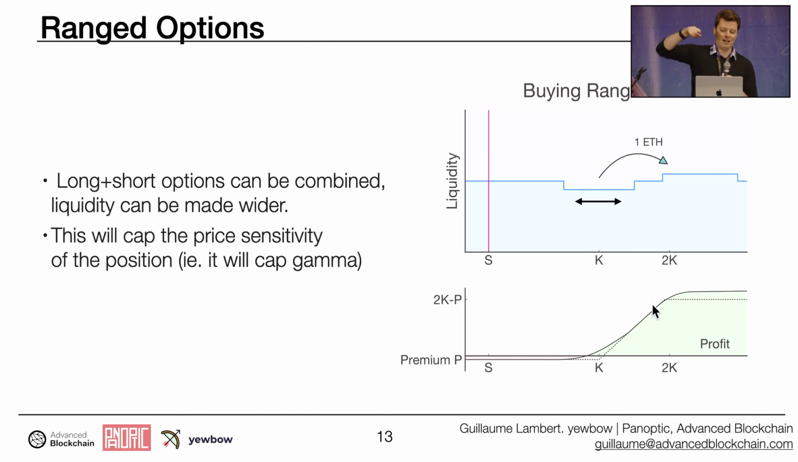You can have something that's a little bit smoother here. This is actually limiting the gamma of your option. Typically, when you have a regular option, as you approach expiry, there's a gamma risk, or you can actually have a gamma explosion where you can be very sensitive to small price moves. Here, by widening your option, you can be a little bit more resilient.